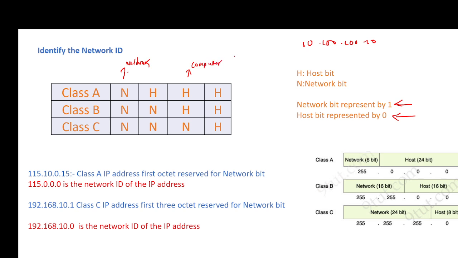So class A, class B, class C is classified into 3 classes, and each and every IP address is divided into network and host bits. The network bit is represented by 1 and the host bit is represented by 0. So if you need more number of networks, you should select the class where you have more N's. If you need more number of computers, you should go for the class where you see more H's.